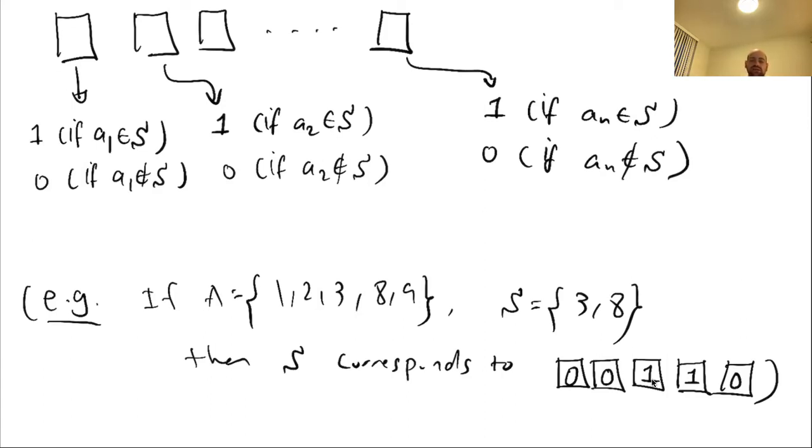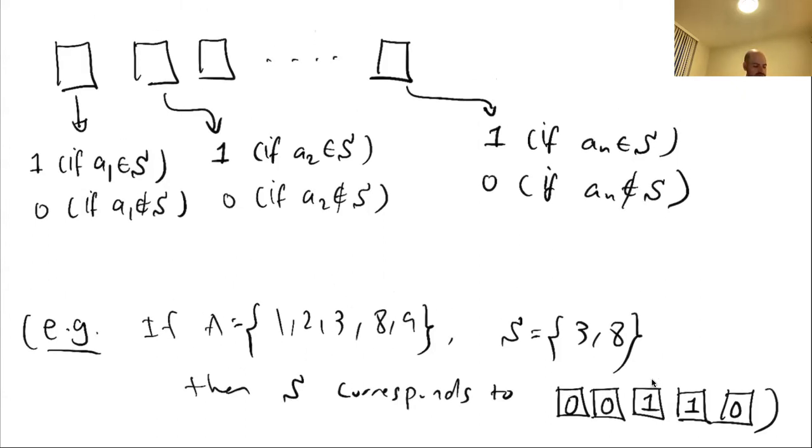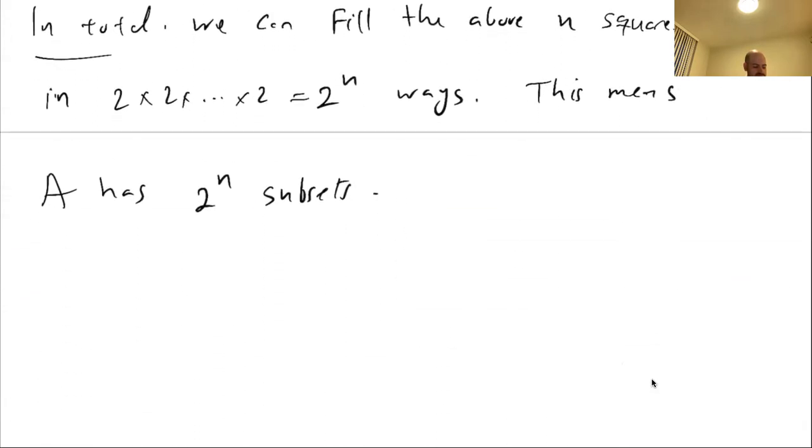In the other extreme case, if S is the whole A, is A itself, then that means S contains all elements of A. And therefore, in that case, S equals A will correspond to the sequence of all ones. All n elements will be ones. So these are two extreme cases, and in the other cases we will have a bunch of zeros and a bunch of ones. Each of these squares can be filled with 2 options, so in total, we have 2 times 2 times 2 times 2 equals 2 to power n options.